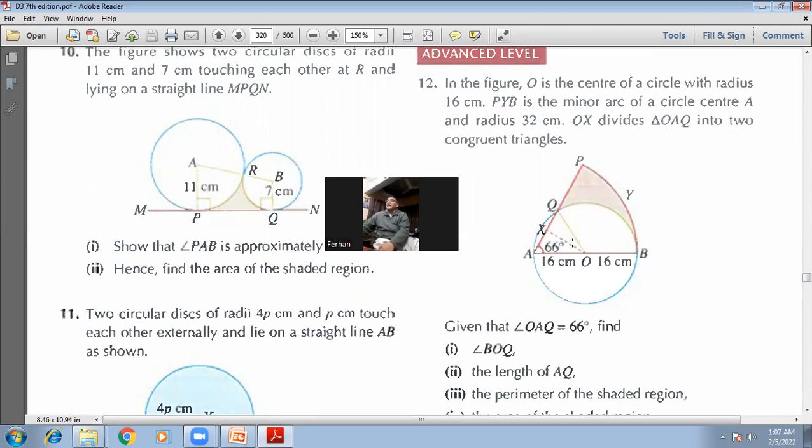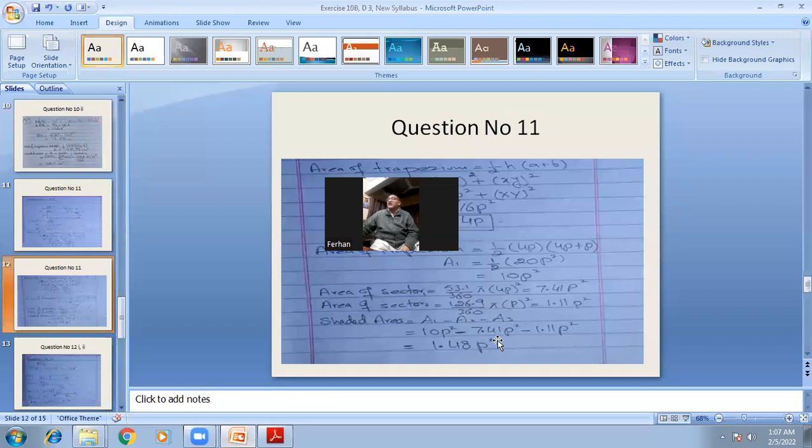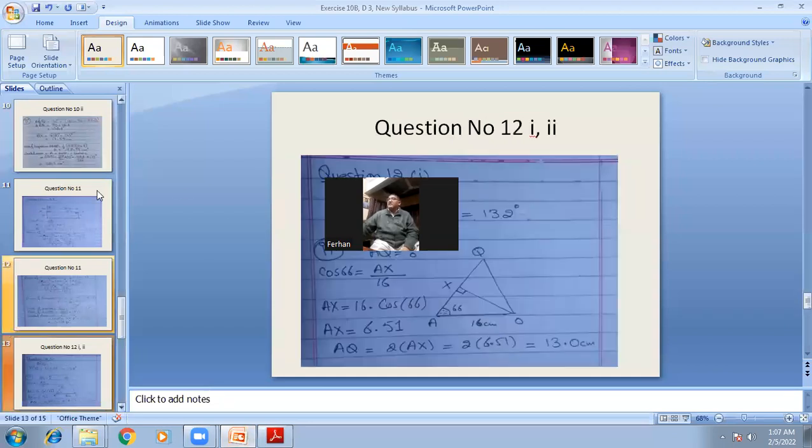Or you can say this angle will be equal to the sum of these two angles. You might have studied this in D1, that the external angle of a triangle is equal to the sum of the opposite internal angles of the triangle. Okay, so let me show you how I have done the first part, and let's start.